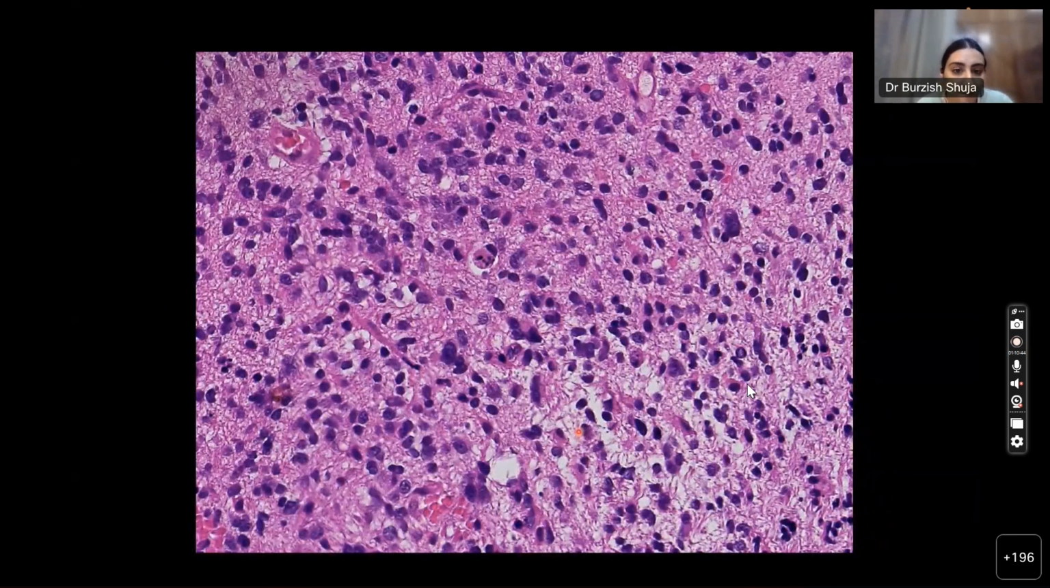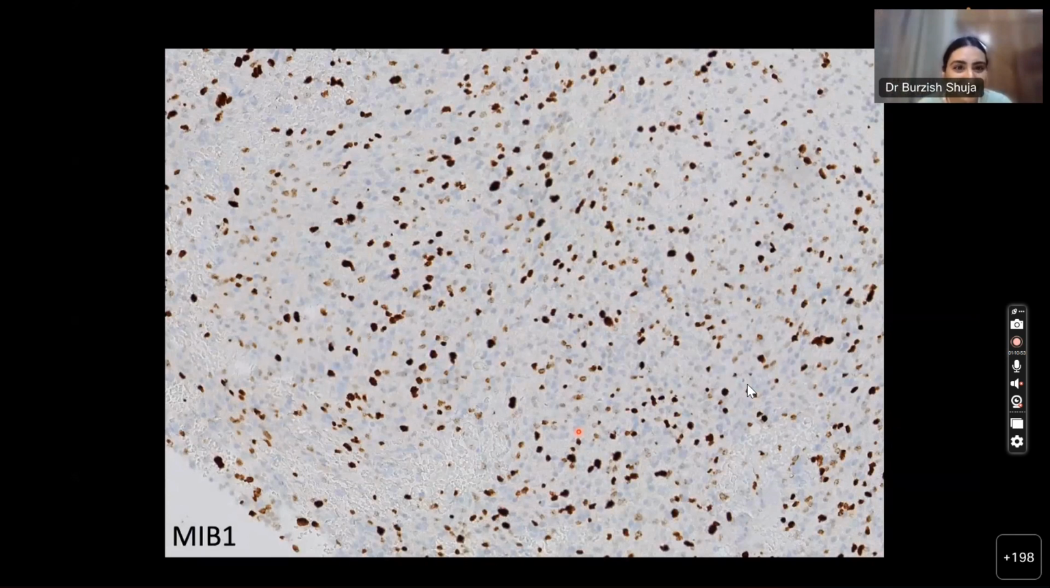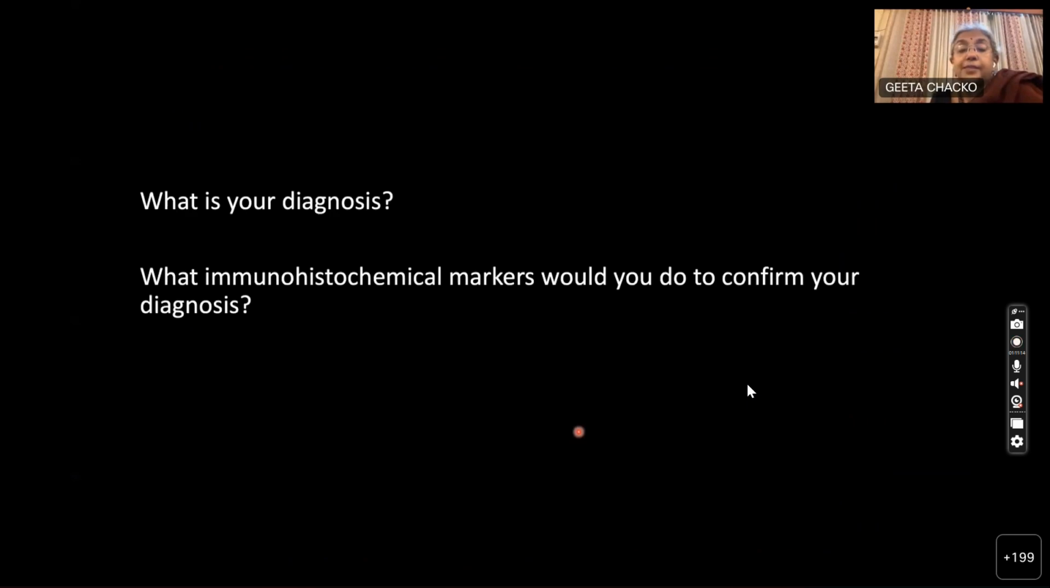Yes. So I also gave you MIB. I think the index is more like 60%. Yeah, it's probably difficult to give a percentage with just an image, but you're definitely sure it's high, right? Compared to when I showed you the pilocytic. So now you have the short history, a tumor in the brainstem, and with this high grade feature. So what would you like to do next?